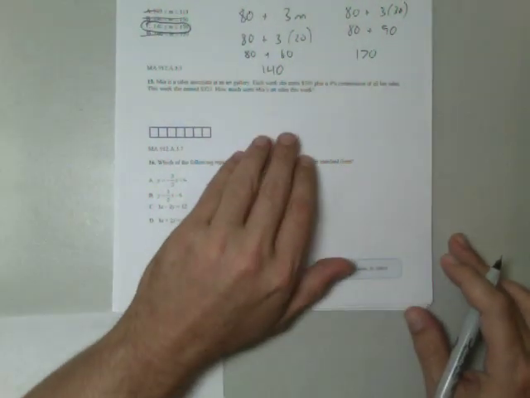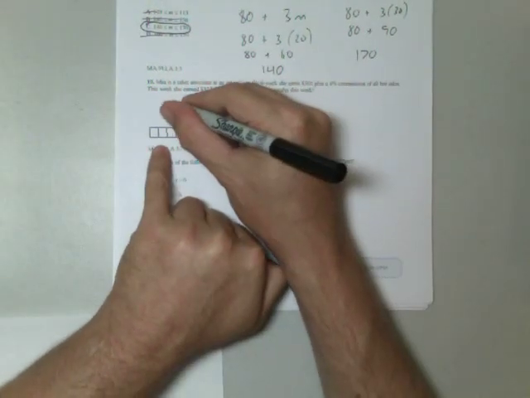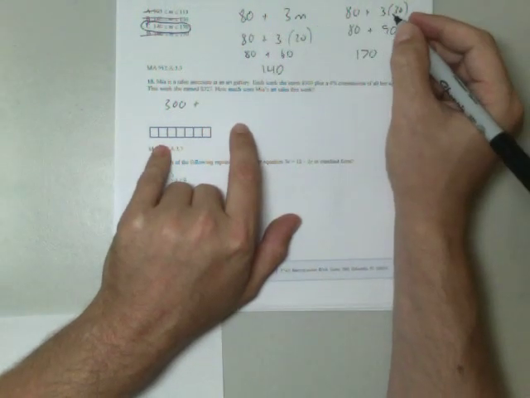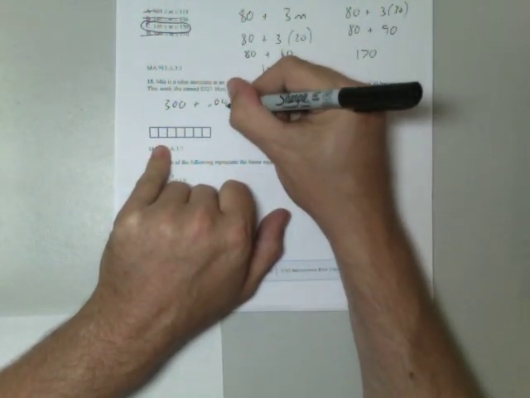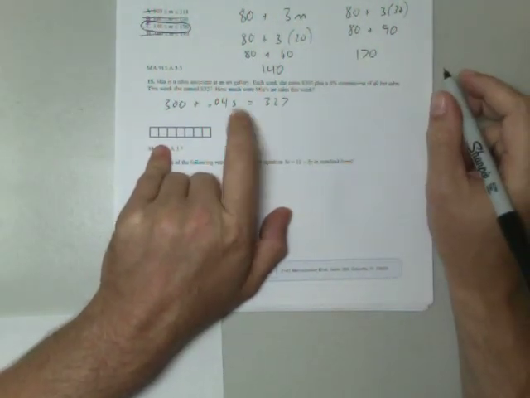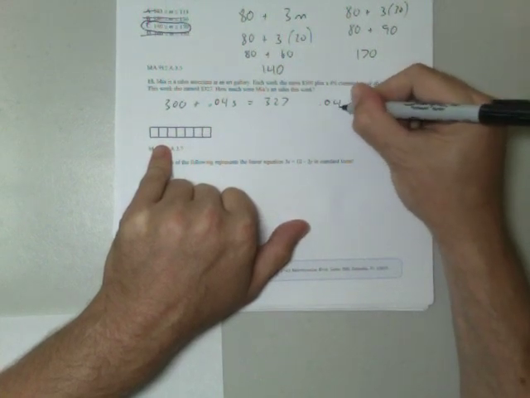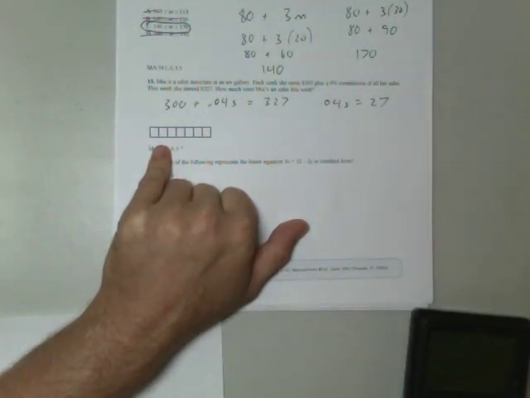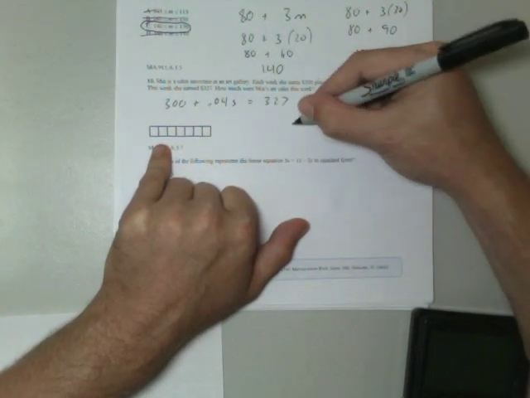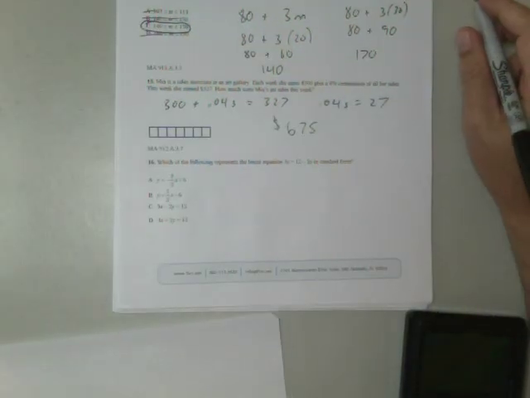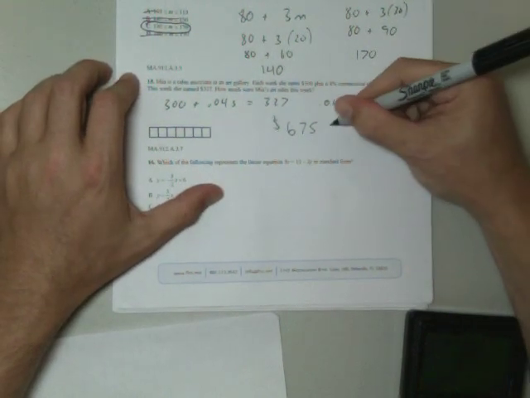Mia is a sales associate in an art gallery. She earns $300 plus 4% commission of sales. Alright, we'll put S for sales. 4% is 0.04S. This week she earned $327. What were her sales S? 0.04S equals, I'm subtracting 300, so that's 27. 27 divided by 0.04 is $675 in sales merchandise that she sold. And that's what we're asking for, in our case, S.